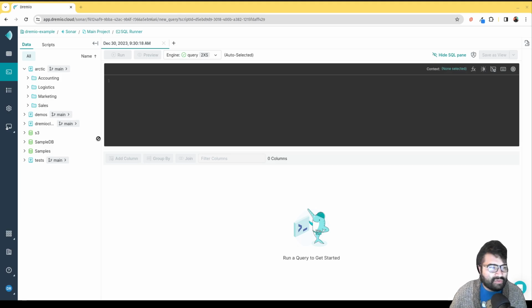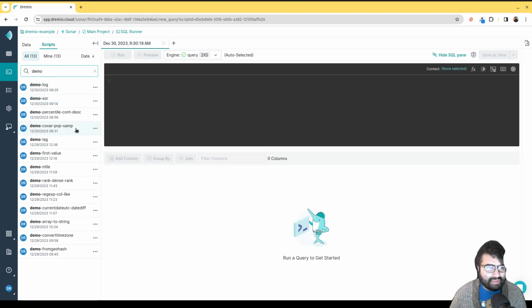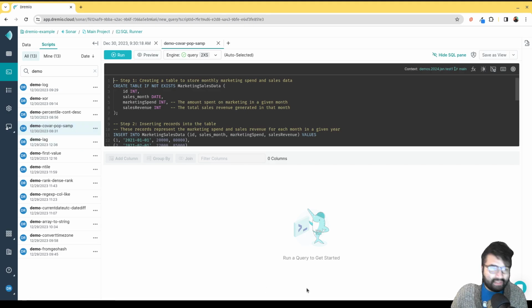Today, let's go take a look at my bag of demos. I'll search for demo, and we will be doing the covariance pop and covariance sample functions today. So let's take a look at this example. What we're going to do is look at marketing sales data. We're going to have the sales month, the amount of money that we spent on marketing that month, and the sales revenue for that month.